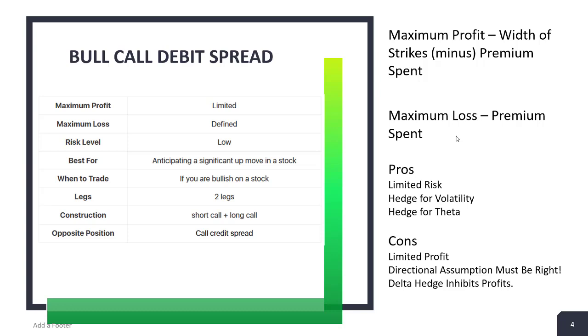Okay, so you have a limited or a defined risk in the trade. But also you have a defined limited profit. So pros on the trade is the limited risk. It has a hedging aspect for volatility. One of the things that makes the debit spread really, or to me, more viable is trading them in a way to hedge volatility or to hedge that theta.